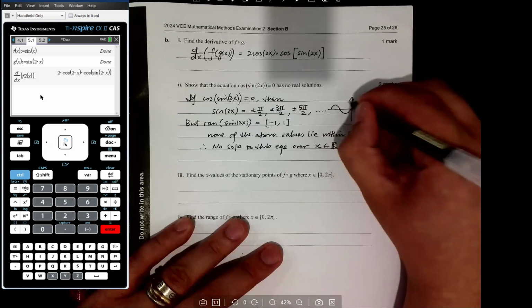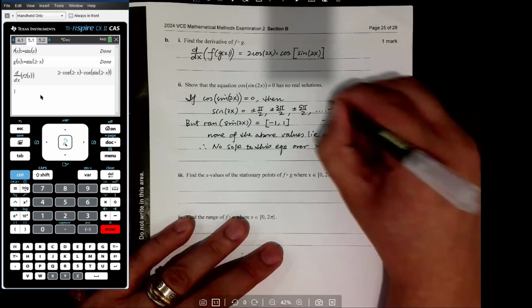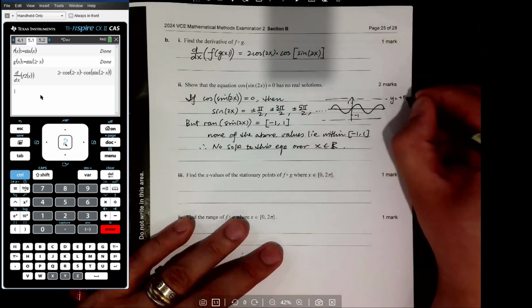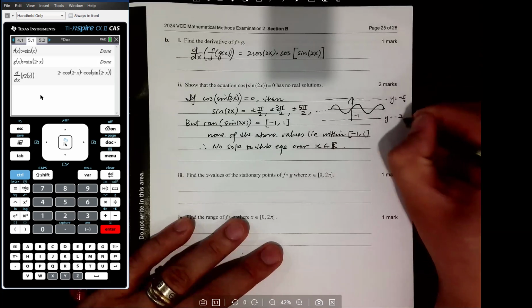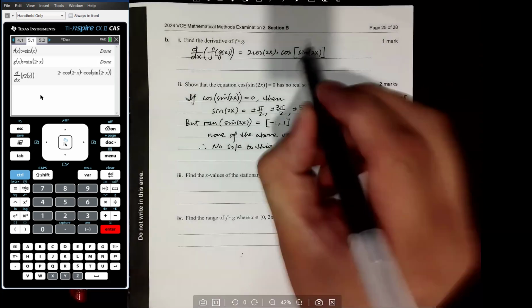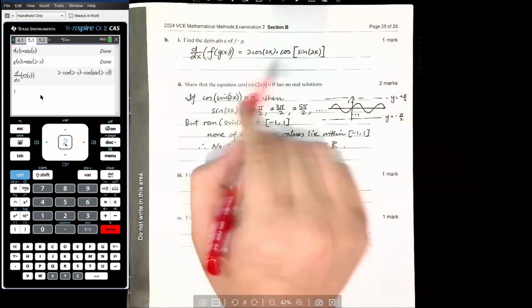And this is 1, this is minus 1. And the closest two lie at y equals plus half pi and y equals minus half pi. Okay, you can see they are outside the range. So now if this part has no real solution, then I can only look at 2 cosine 2x, okay?